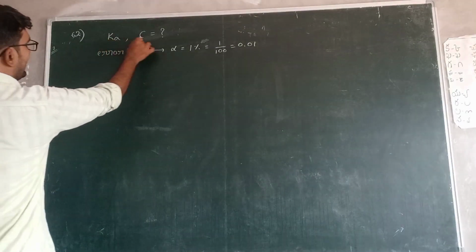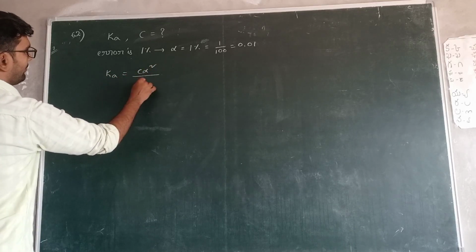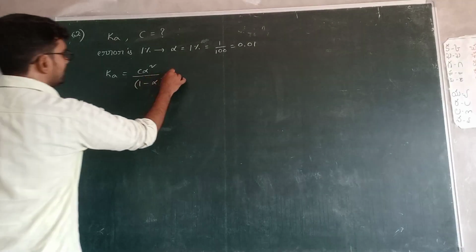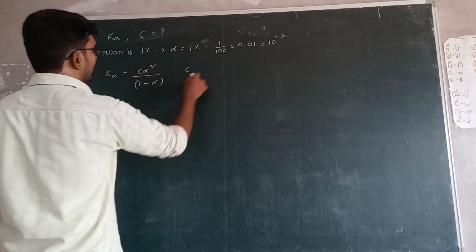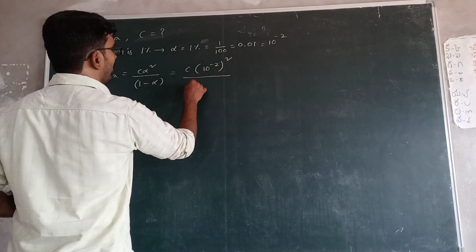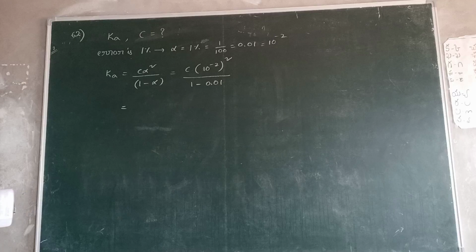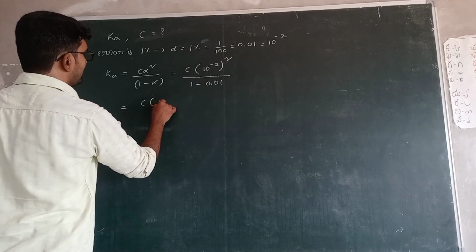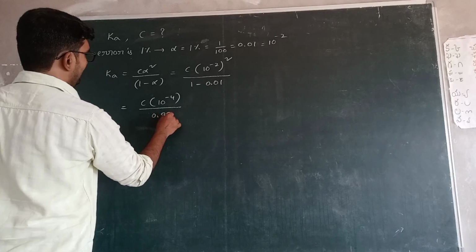Now what is the relation between K, C and alpha? K is equal to C alpha square by 1 minus alpha. We know alpha is 0.01, that means 10 to the power of minus 2. So substitute here: C into 10 to the power of minus 2 whole square, which is 10 to the power of minus 4, by 1 minus 0.01, which is 0.99.